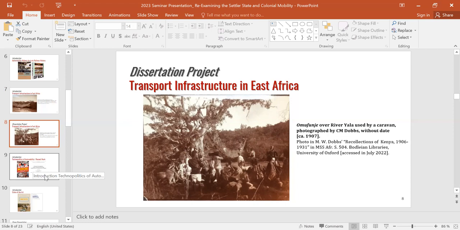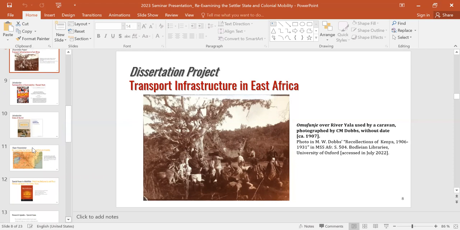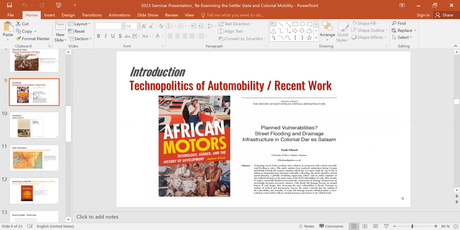Tanzanian historian Frank Edwards recently added to this understanding of impermanence in an article called Planned Vulnerabilities, in which he examined colonial roads and drainage in Dar es Salaam. And before I end this excursion into roads, bridges, and work, I want to stress that the infrastructure itself was critical. This is a concept developed by historians of technology. Yes, it facilitated easier tax collection and control, but it also offered a site for local communities to resist.